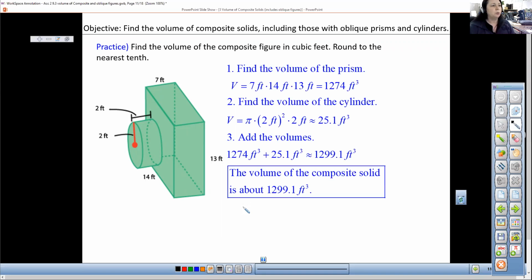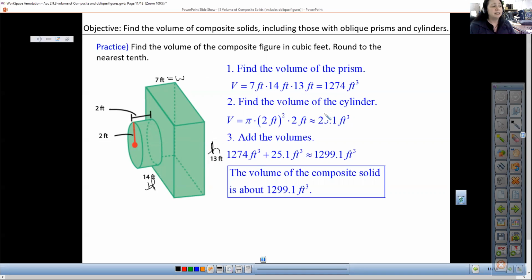So here's what it should look like. You have a prism and you have a cylinder. The first step is finding the volume of the prism, but it doesn't really matter which one you do first. It would be length times width times height because it's a rectangular prism. Those measurements are your 7, your 13, and your 14, and it doesn't really matter which one you call which. Maybe you call this your height and the 14 your length.